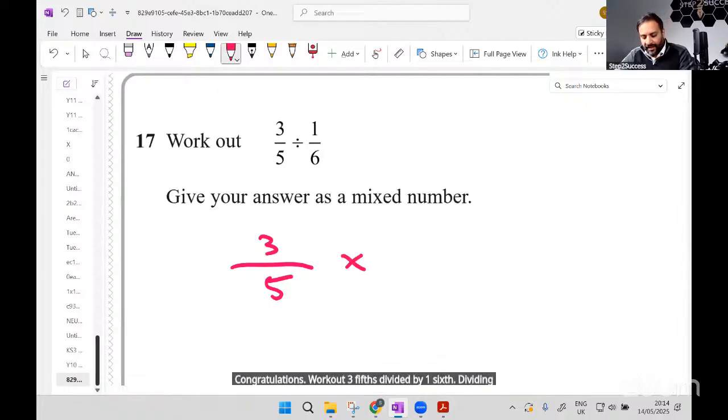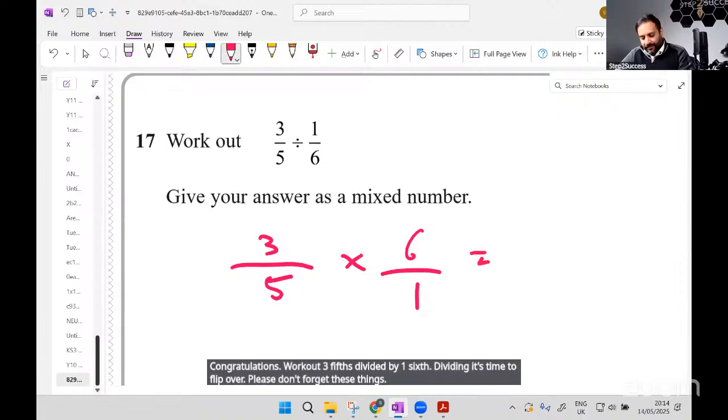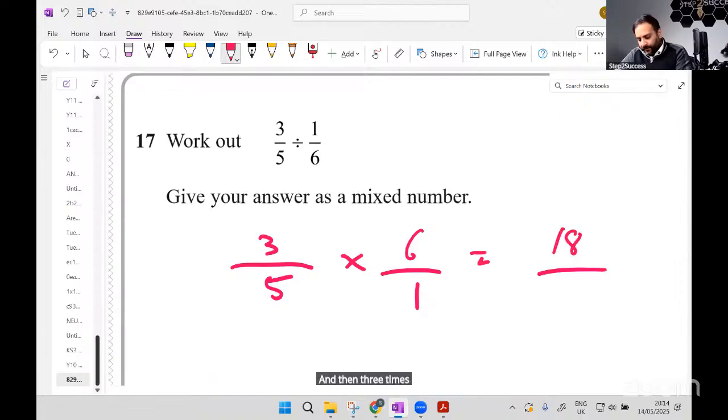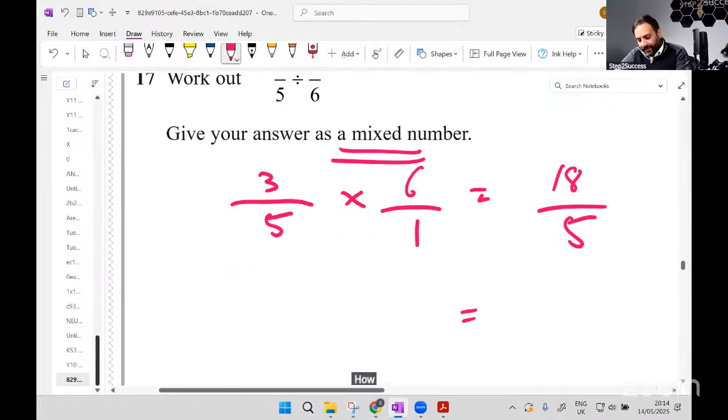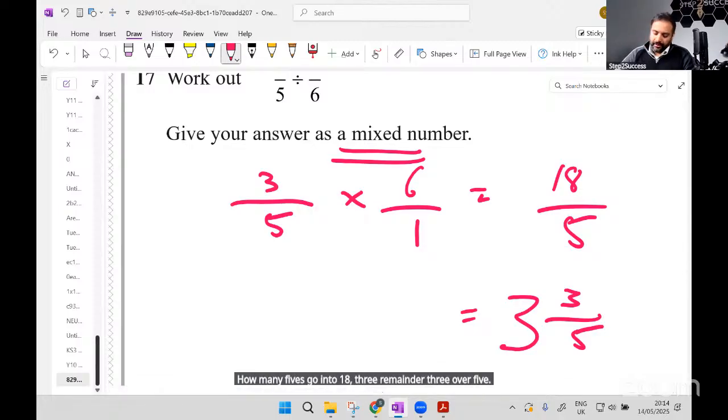Dividing is times and flip over. Please don't forget these things. And then 3 times 6 is 18. 18 over 5. You've got to give your answer as a mixed number. How many 5s go into 18? 3. Remainder 3 over 5. This is why you need to know your times tables.